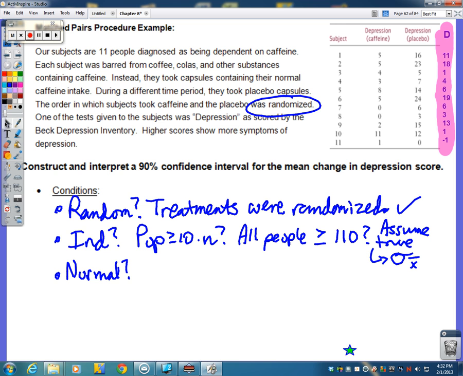And we need to look for 2 things. Number 1, we need to look for outliers, or we need to look for very strong skewness. So I have already done that. I have it hidden over here.